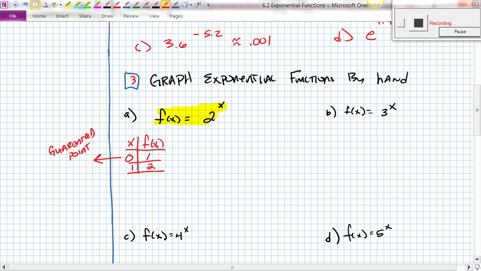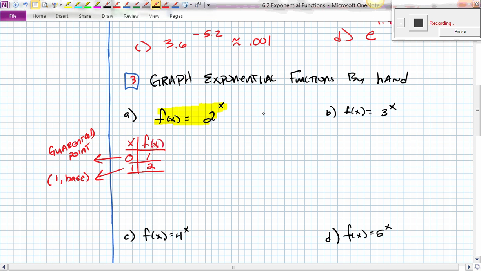You know what I call that point? I call that point 1, base. Now, why would I call that base? Because the base is what? Okay, so I have the guaranteed point, and I have 1 comma base.